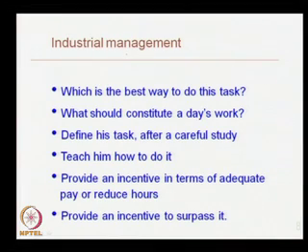The industrial management issues concerned are to check which is the best way to do the task, what should constitute a day's work, define his task after a careful study, teach him how to do it, means make him aware, provide an incentive in terms of adequate pay or reduced hours, provide an incentive to surpass it.